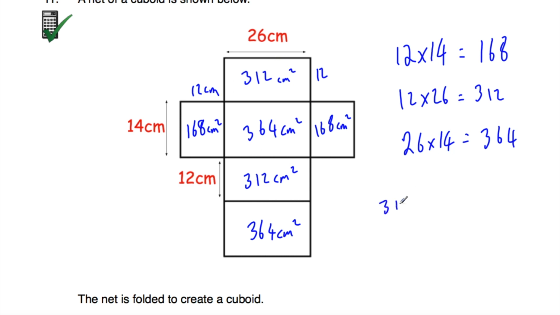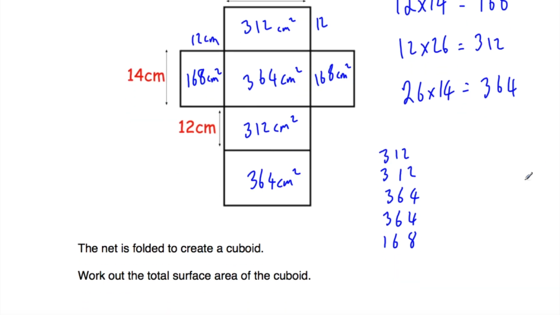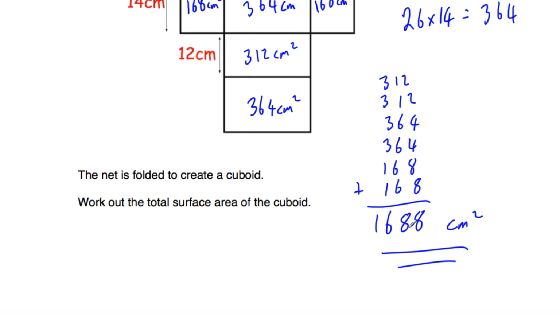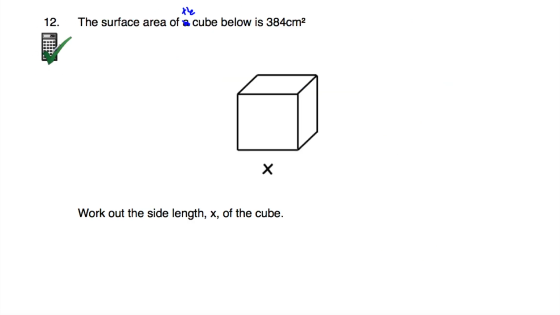We can do 312 plus 312 plus 364 plus 364 plus 168. Just going to scroll down a little bit here. Plus 168 and see what we get. And that's equal to 1,688 centimeters squared. So that's the total surface area of that cuboid. Okay, let's look at our next question, question number 12.